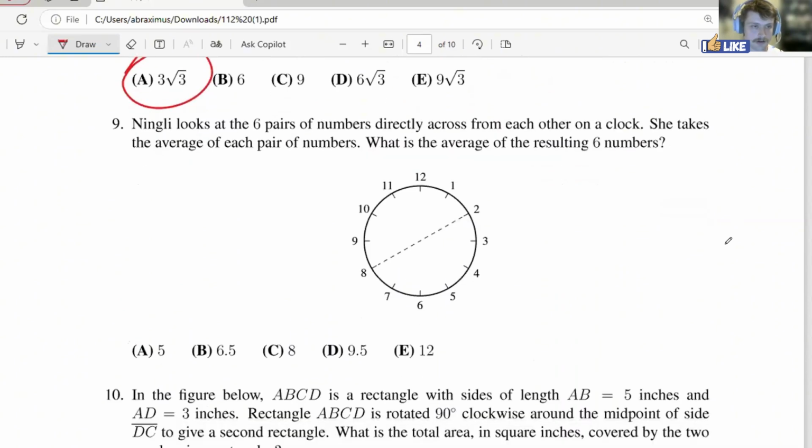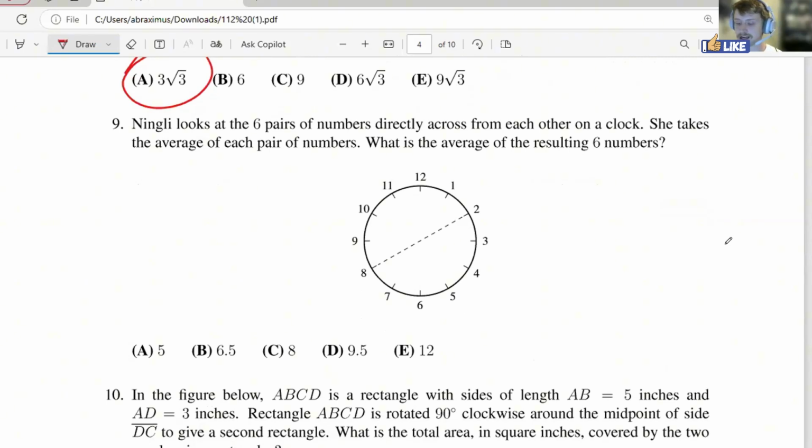All right, so Ningli looks at the 6 pairs of numbers directly across from each other on a clock. She takes the average of each pair of numbers. What is the average of the resulting 6 numbers? This one is kind of cool.